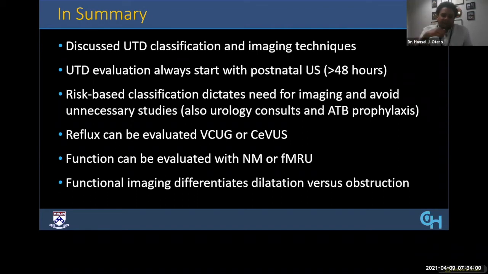Reflux can be evaluated with VCUG or contrast enhanced ultrasound, and then function you can evaluate with nuclear medicine or functional MRU. And the main thing that I want you to remember about functional imaging, beyond the number, beyond the split function, 40% versus 60% or 20% versus 80%, is that it can help us differentiate what is dilated and what is obstructed.